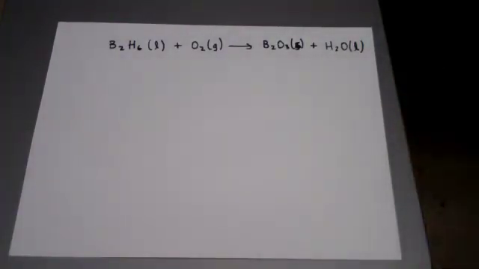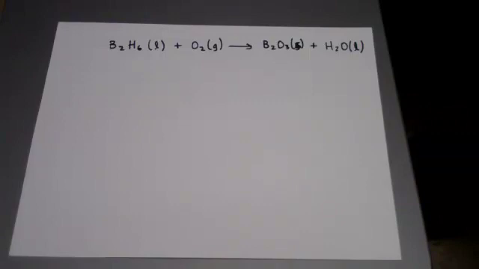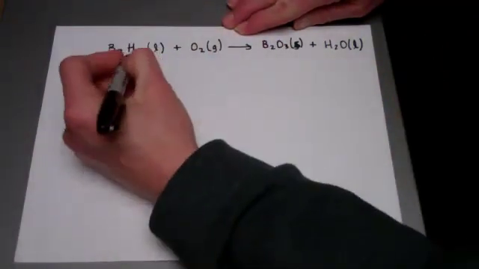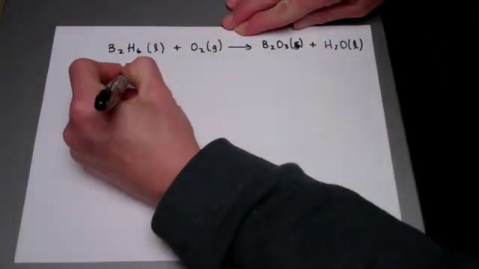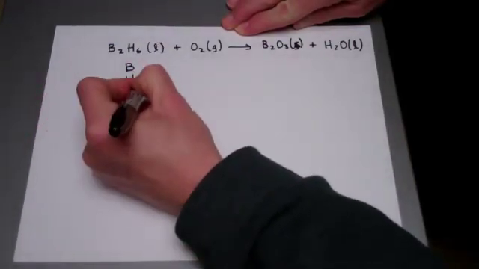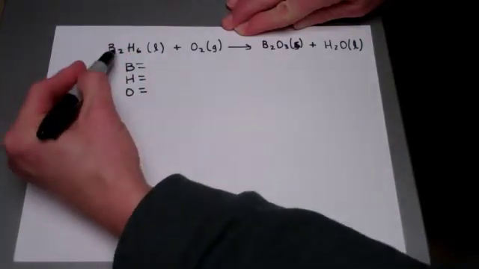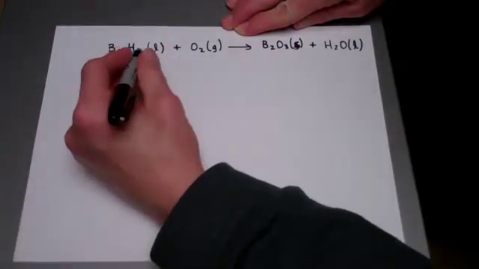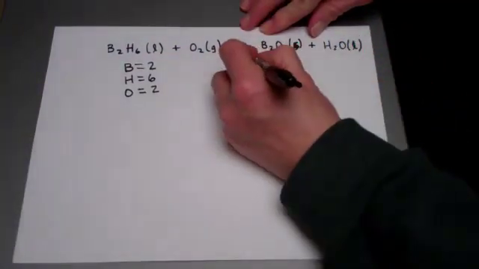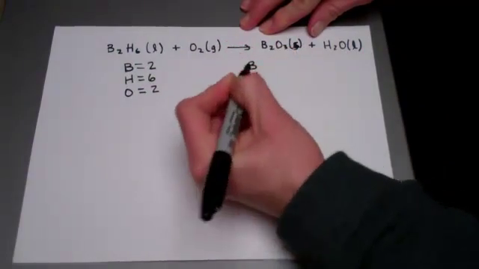This one is taking B2H6 plus O2 and making B2O3 plus H2O. So let's try to balance these. When we're analyzing this equation, let's start by listing again the elements that we have. We've got boron on both sides, we've got hydrogen, and we also have oxygen. On this side we've got 2 borons, 6 hydrogens and 2 oxygens. How about this side over here? We have the same atoms on this side.